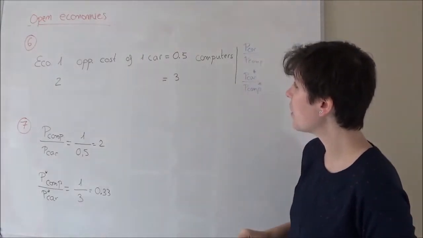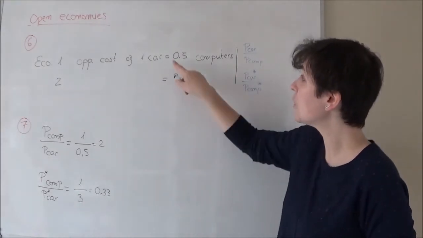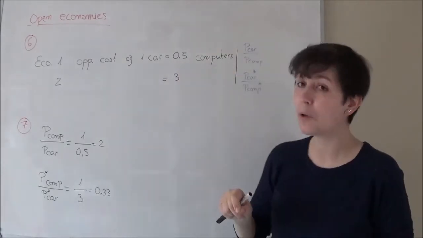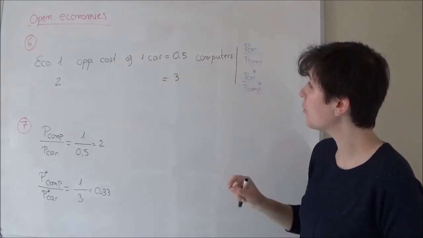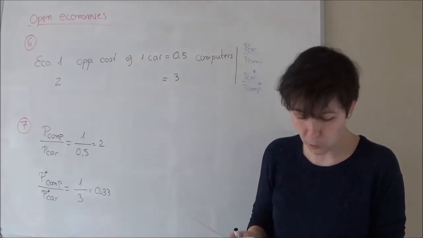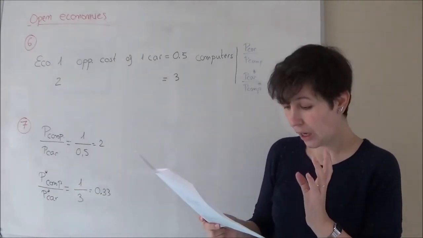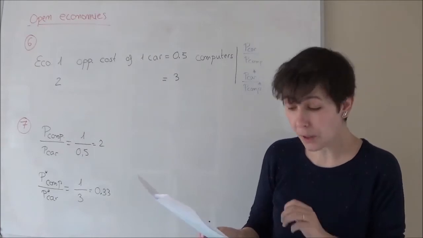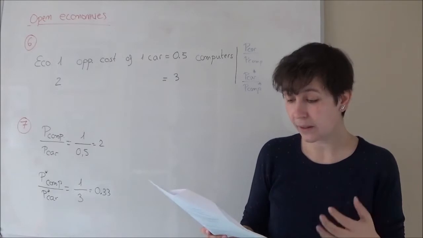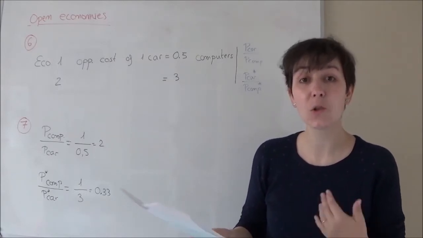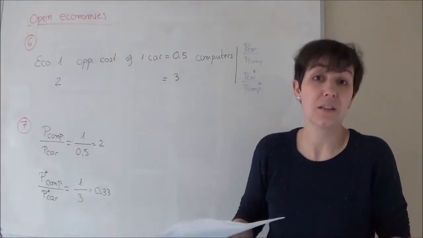So in the case of cars, it's 0.5 computers. So if you want to produce 1 car more, you need to reduce your production of computers by half a unit. And here you have the same kind of information, but for the foreign economy. The question is, okay, that was the opportunity cost in each economy, but what is going to be the relative price when these two economies start to trade? So the new relative price in international terms.